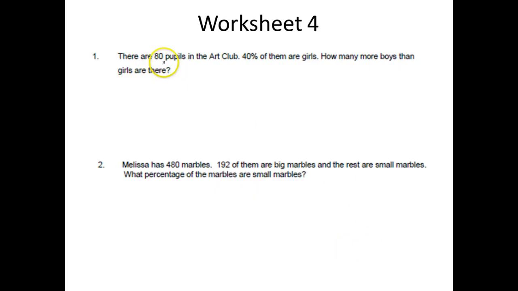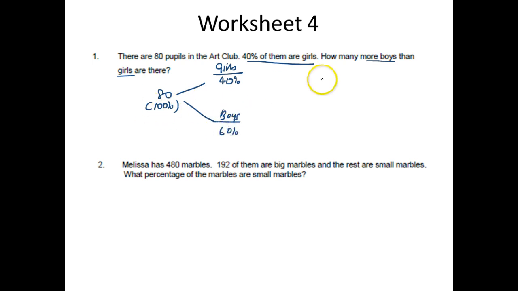Question 4. There are 80 pupils in the art club. 40% of them are girls. How many more boys than girls are there? So I know there are 80 pupils in the art club. So my total percent is 100%. And girls is 40%. My boys is 60%. So I know I want to find how many more boys than girls.